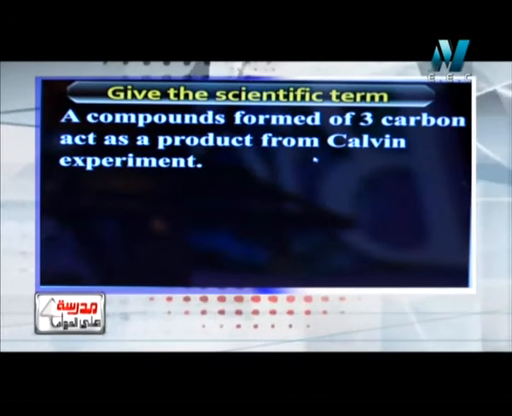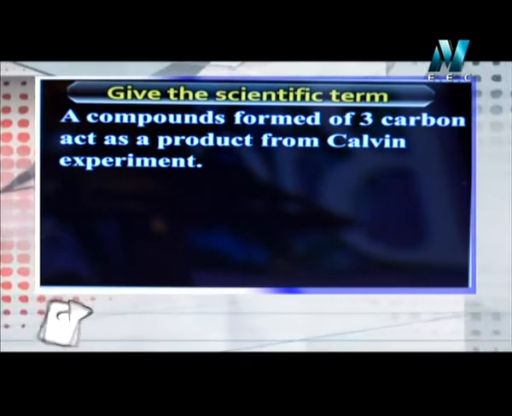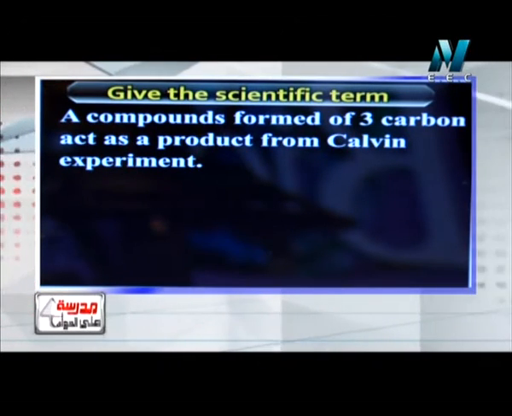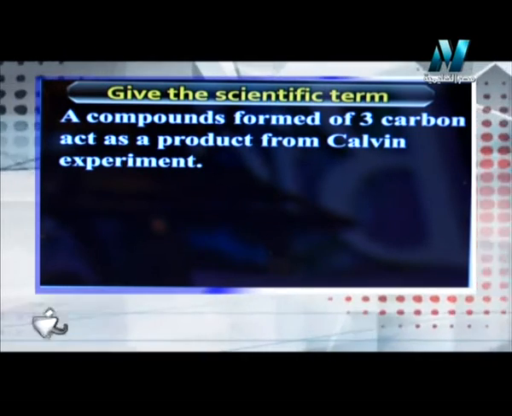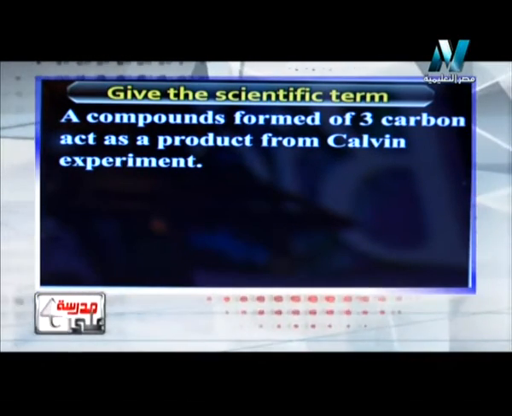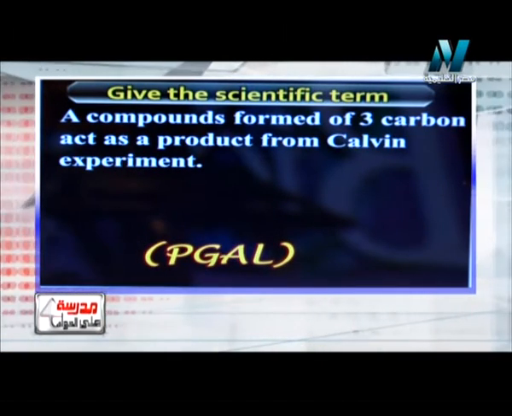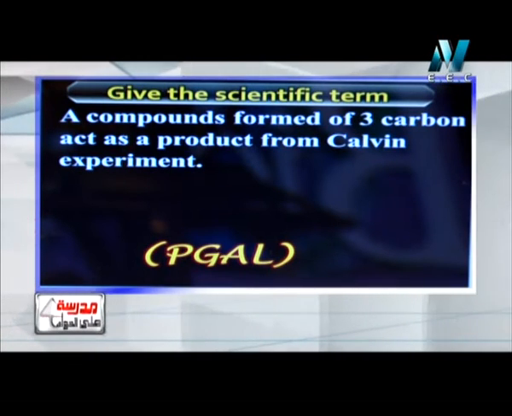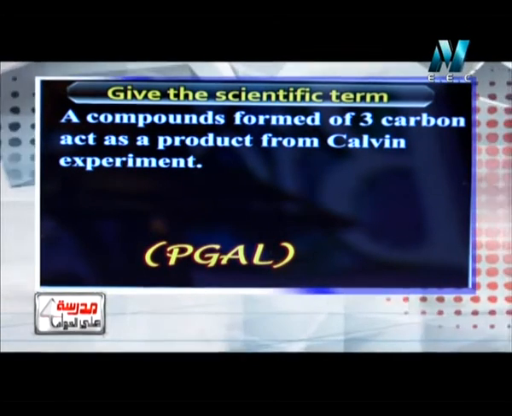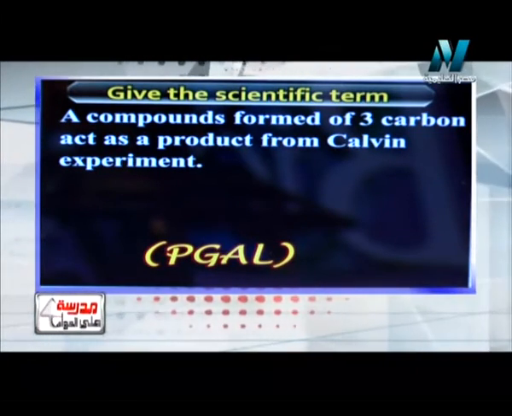The next concept: a compound formed of 3 carbons, acting as a product of Calvin's experiment. What is the product of the experiment that proves the dark reaction? The compound is phosphoglyceraldehyde, or PGAL. That is the first stable compound formed as a result of photosynthesis, or the compound formed within 1 second of photosynthesis.